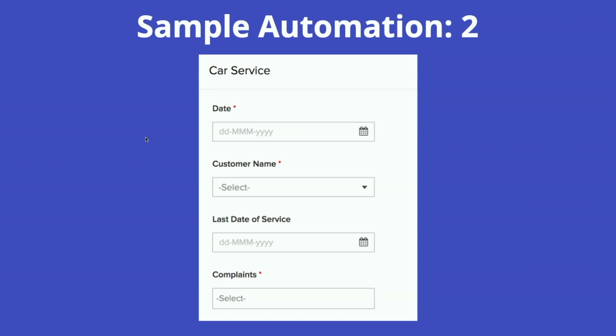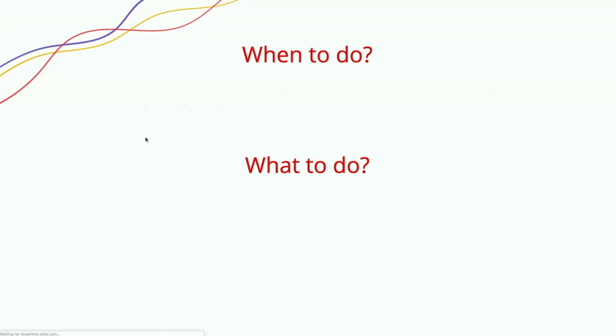Number 2, we will try to do some data access here. When you select the customer while adding a car service entry, we would like to see if the customer has already had a car service with our organization. So that's going to be step number 1. We are going to check existing data for that. And if yes, we will be populating the last service date. Okay, so when to do?